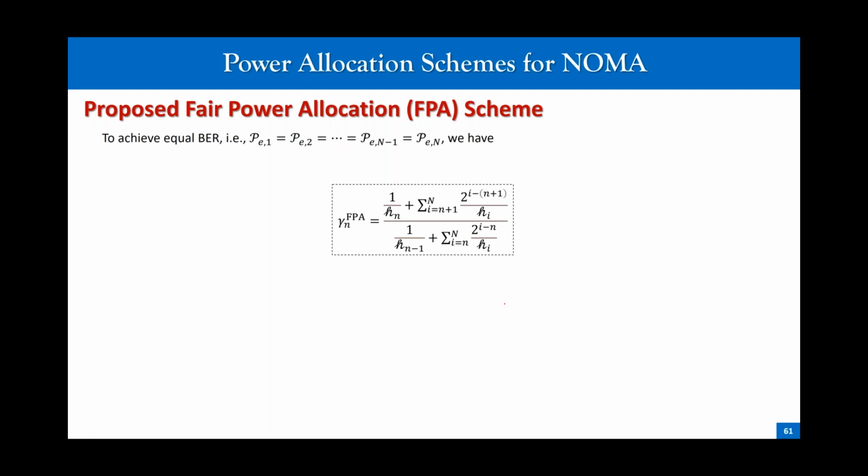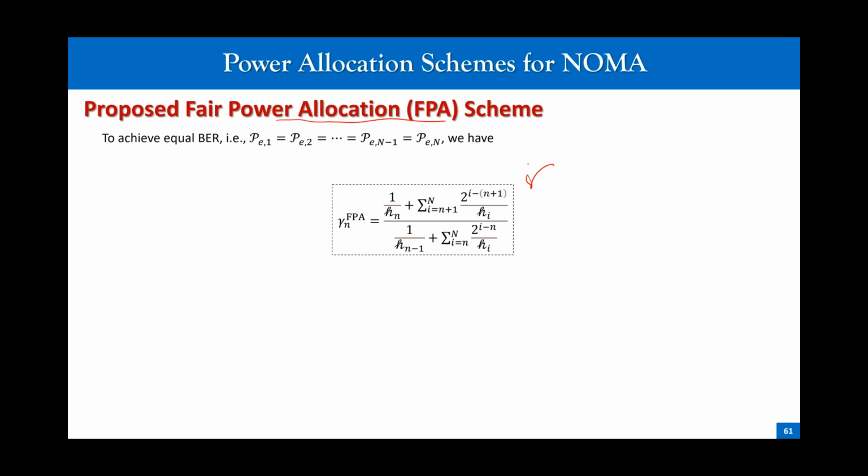One thing that we want to do in this NOMA, we have proposed a fair power allocation scheme. How do we allocate different power levels to different users? That is one question that we need to answer. We have used a philosophy that the BER for different users must be the same. Every user must be having the same bit error rate performance. So we have calculated the power level for that, and this is the power allocation factor.